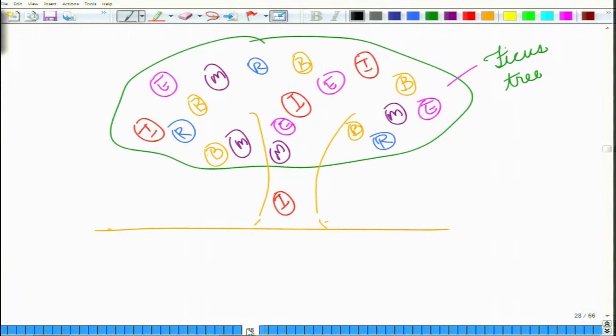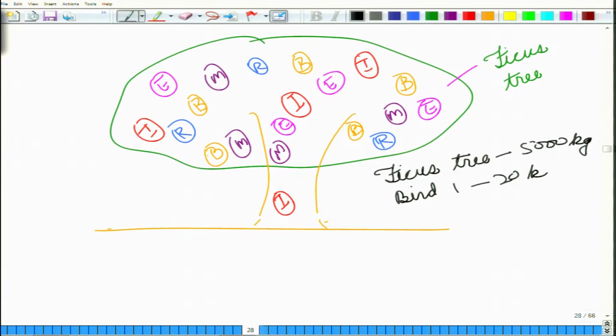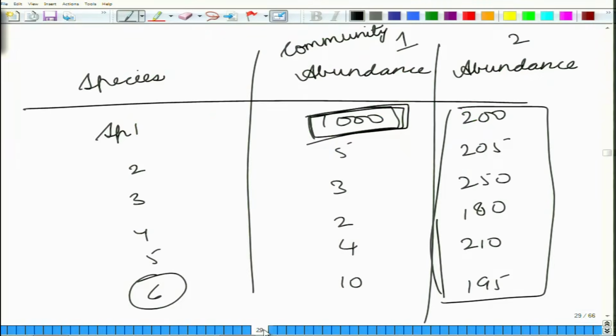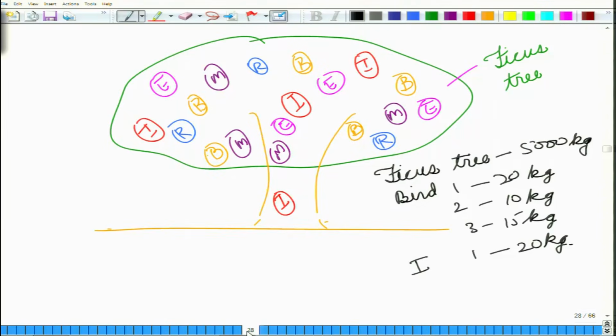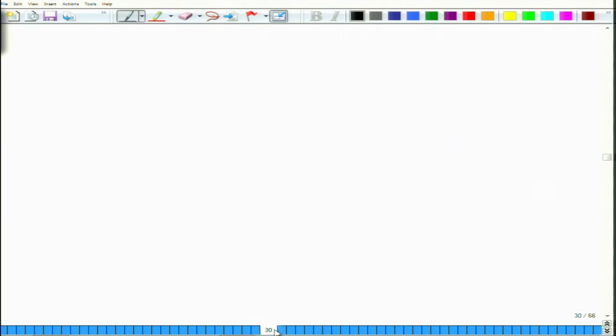So, for example, in the case of this particular community of the ficus tree, we can consider that the ficus tree has a mass of, say, 5000 kgs, then your bird species 1 has, say, 20 kgs, bird species 2 has, say, 10 kgs, bird species 3 has, say, 15 kgs, insect species 1 has, say, 20 kgs and so on. So, in place of going with the numbers, we could go with the masses or the biomass. Or the third way is to go by the cover.